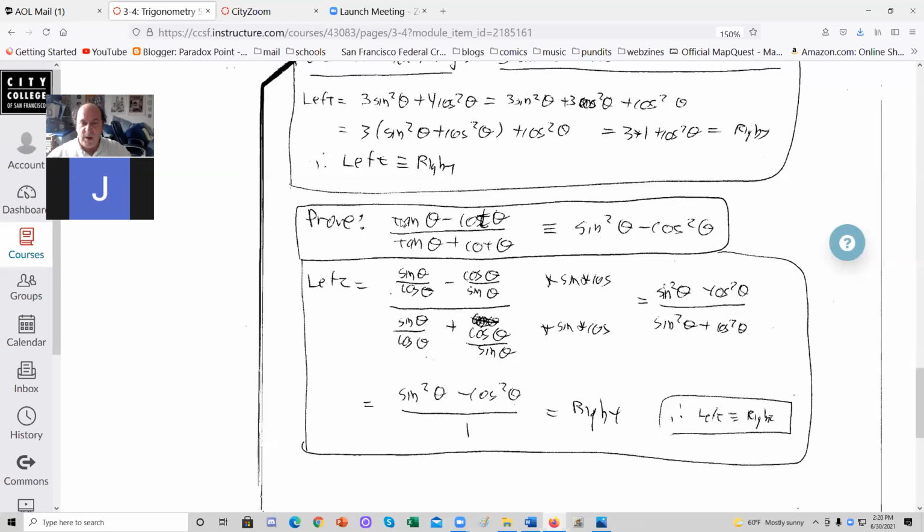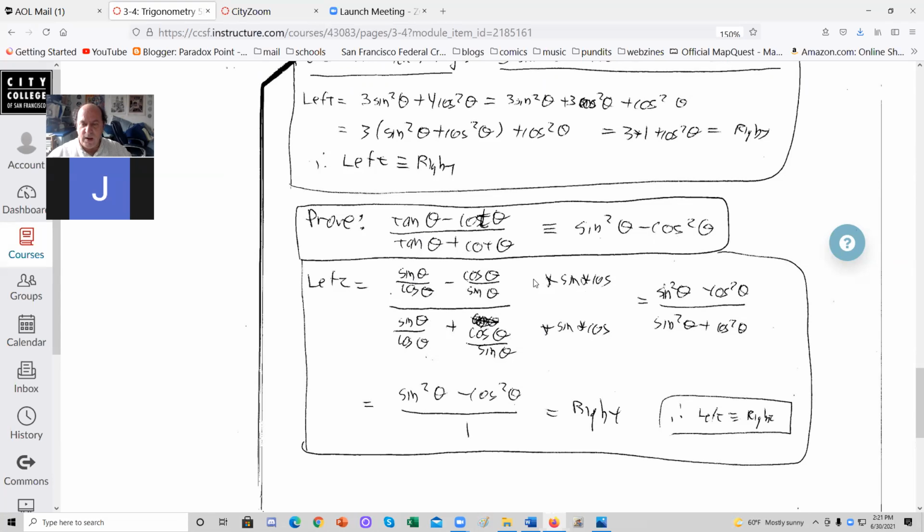Here, let's prove that (tan theta minus cotangent theta) over (tan theta plus cotangent theta) equals sine squared minus cos squared. All right, now the left side, we'll write tangent is sine over cosine, minus cotangent is cosine over sine, over tan is sine over cosine plus cosine over sine. Multiply numerator and denominator by sine times cosine.